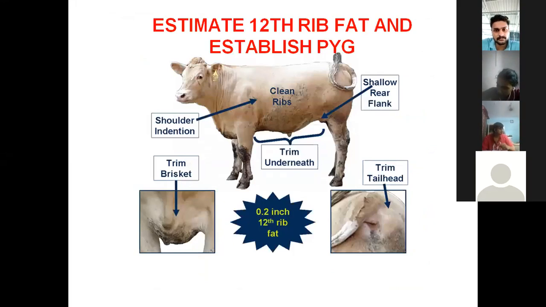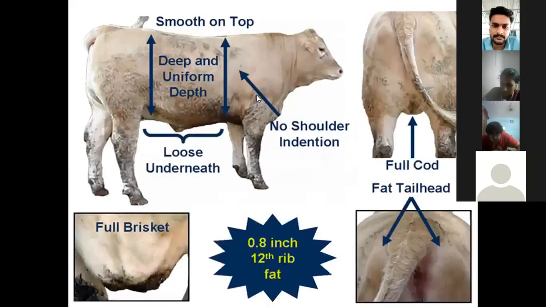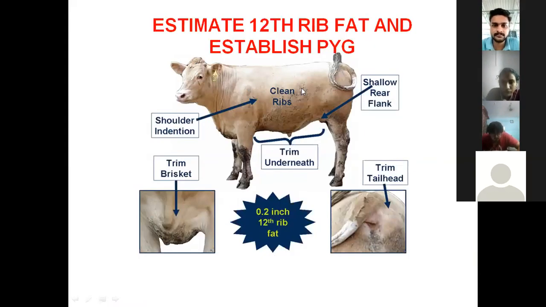Now coming to the fatness, whether the animal is too fatty or not. One is the shoulder indentation. Shoulder indentation means the shoulder region and the loin region should be a distinct line. This is the indentation. Then you can see the clean ribs. The ribs are not too fatty. When you touch and see, you should not feel too fatty. We can touch, and you can see the underneath.